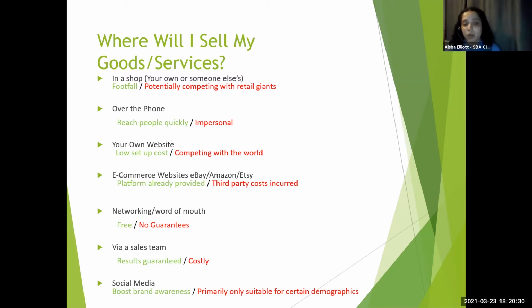And networking and word of mouth, this is a great way to sell goods and services. Like I say, people appreciate you. They want to see your personality, and you can give that out for free. So that's a fantastic thing about networking. But the only thing about that is that there are no guarantees that this will be effective. You don't know if the person you speak to in the queue at Tesco is going to go home and go on your website and make that purchase.